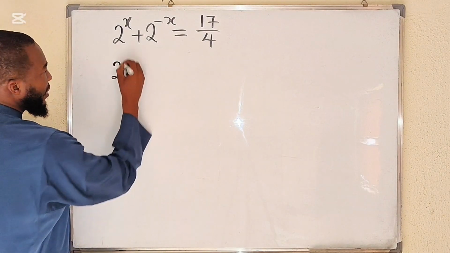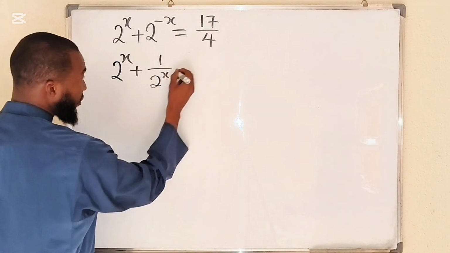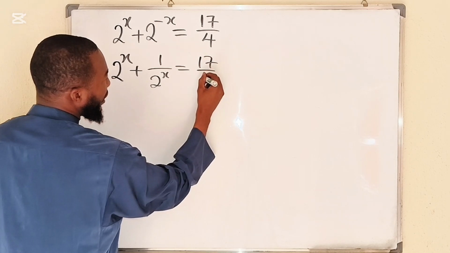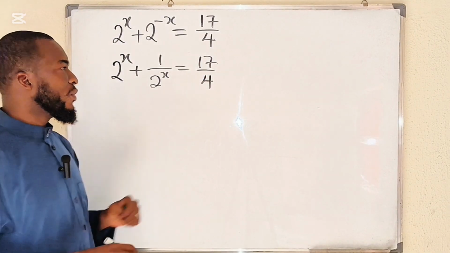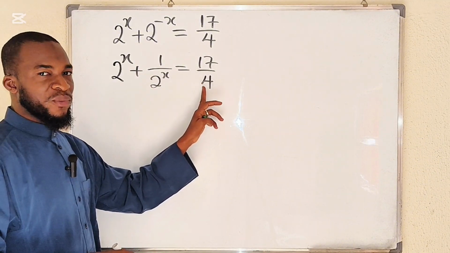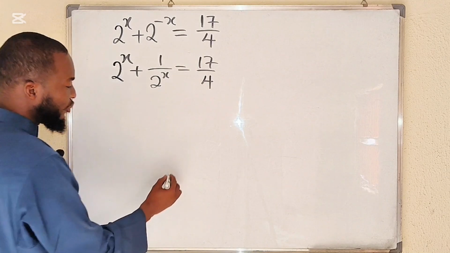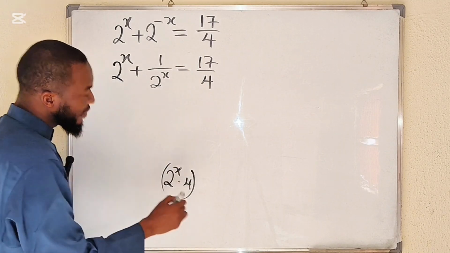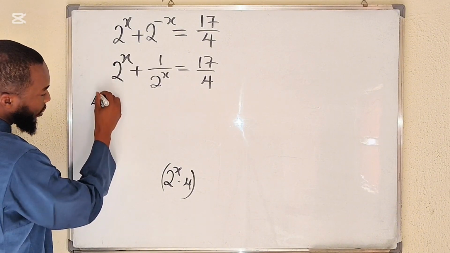So I can write it as 2 to the power of x plus 1 divided by 2 to the power of positive x. This is equal to 17 divided by 4. The LCM of our denominators will be 2 to the power of x times 4. So I would like to multiply every single term by 2 to the power of x times 4, something like this. If you multiply this by that, you have 4.